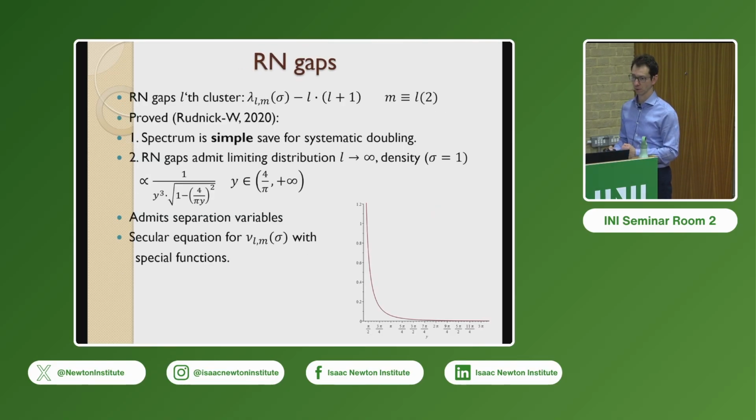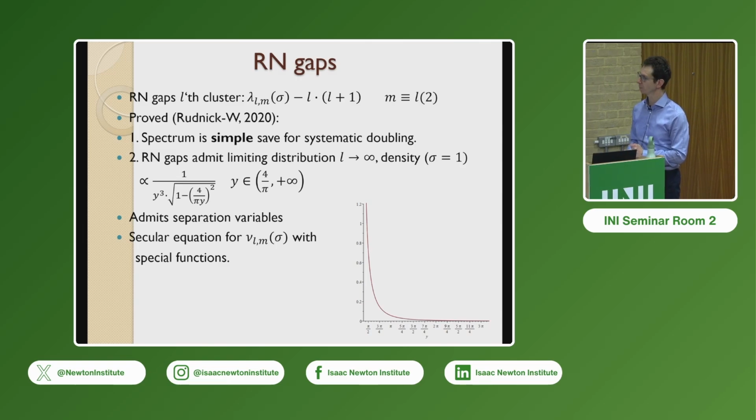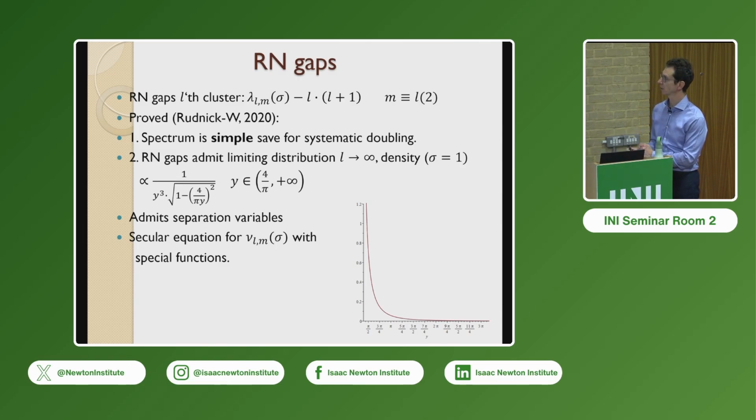So what we proved with Zev in the earlier paper is the following. First, that the spectrum is simple, save for the systematic doubling. So for every sigma, all of these are generally different. And also that the Robin-Neumann gaps admit the following limiting distribution, density, as L goes to infinity. Here we take sigma equals 1, but it's similar by scaling for any sigma. I'm hiding some constants here that normalize it to be a probability density function. But this is the density and this is the graph.